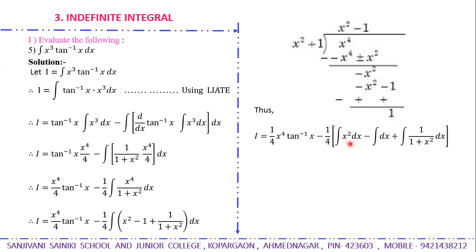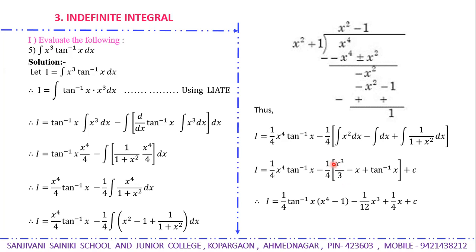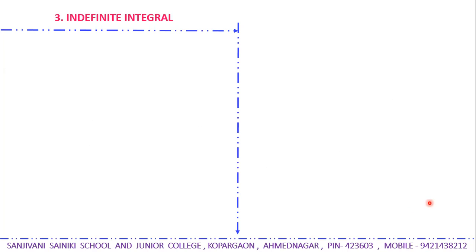Integration of x square dx minus integration of dx plus integration of 1 upon 1 plus x square. Its integral is tan inverse of x, its integral is x, and integral of x square is x cube upon 3. You can take 1 upon 4 common, or you can multiply this bracket by 1 upon 4. So 1 upon 4 tan inverse of x into x raised to 4 minus 1 upon 12 x cube plus 1 upon 4 times x plus c.